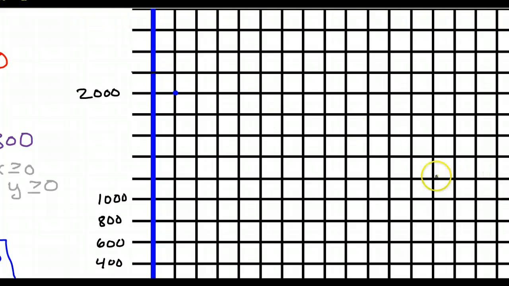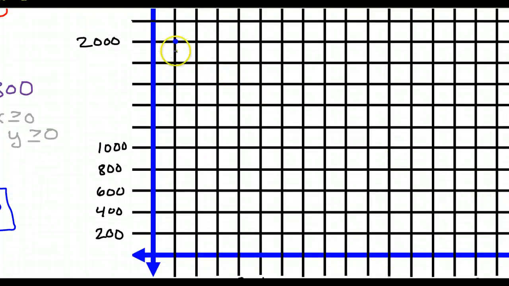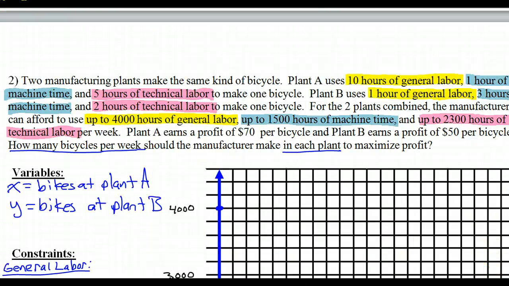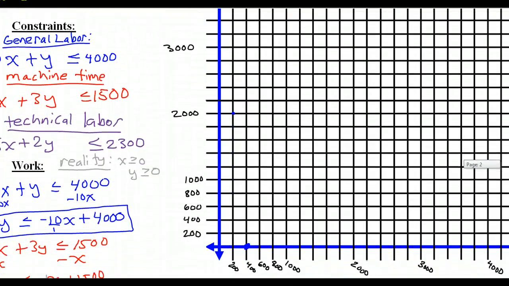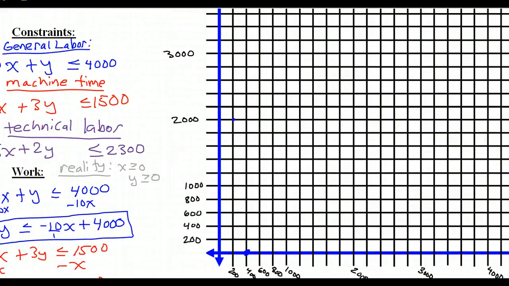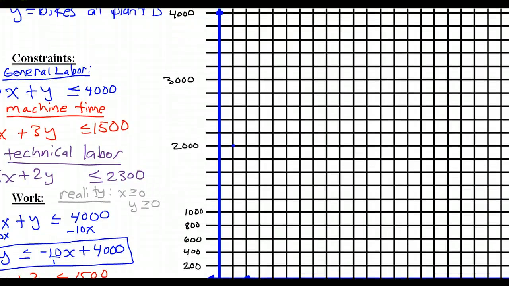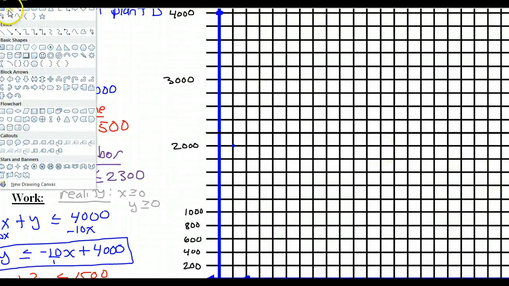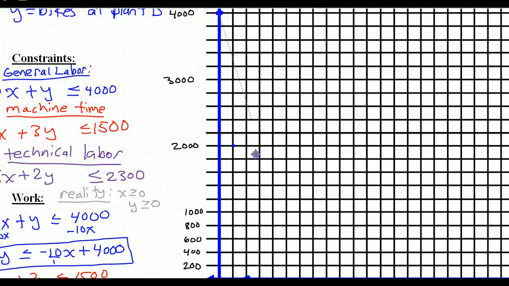So down 10 over 1 again. So 1, 2, 3, 4, 5, 6, 7, 8, 9, 10, and over 1. So bam. So this is going to be my first line. Very steep, as you can see. It's going to go all the way from 4,000 down here to 400. Okay, let's make it blue.